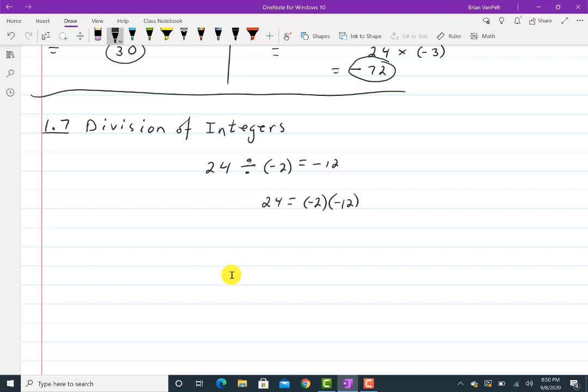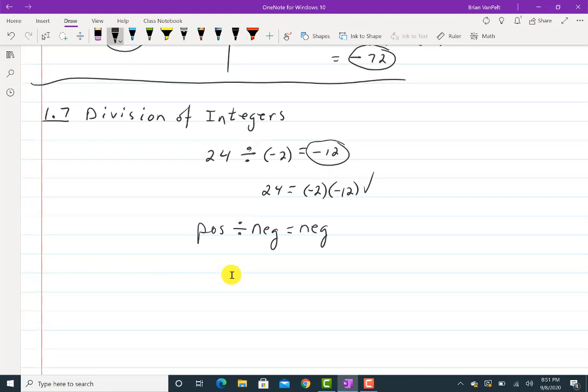That does. We now know that the product of two negative numbers is positive. That checks out, so that means that this is the answer. So we have a positive divided by a negative equals a negative. It's going to follow the exact same rules that happened for multiplication.